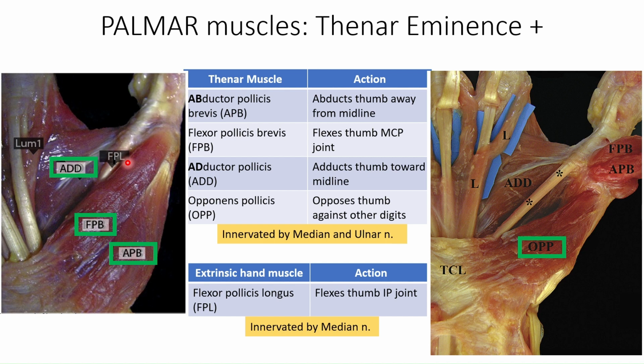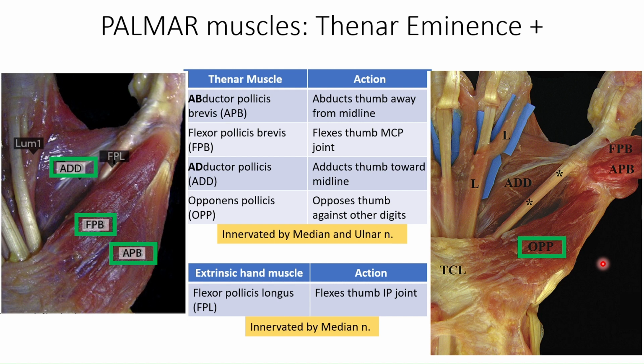The four muscles that compose the thenar eminence are the abductor pollicis brevis, which moves the thumb away from the midline, the flexor pollicis brevis, which flexes the thumb, the adductor pollicis, which moves the thumb towards the midline, and the opponens pollicis, which is deeper than the other three, moves the thumb into opposition by pulling it out from the palm and turns the bulk of the thumb towards the other fingers.